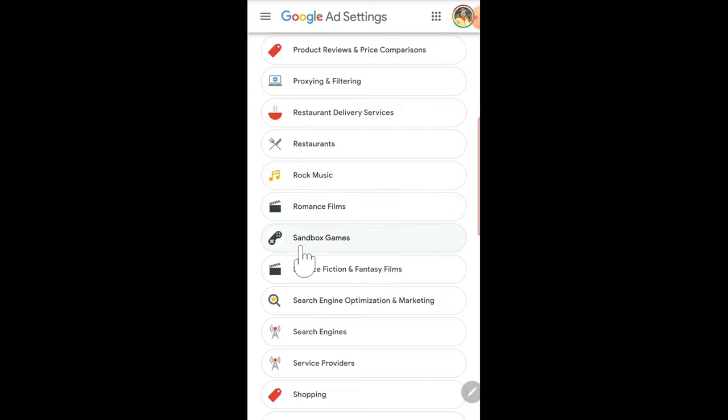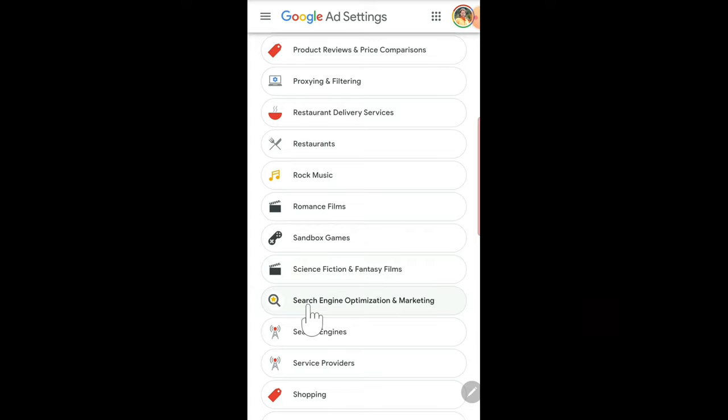Romance films, sure. Sandbox games, again, absolutely not. I don't even know what that is. What is a sandbox game? I don't know what that is. I have no idea why Google thinks I'm interested in them. Science fiction and fantasy films, absolutely. I'm addicted to science fiction.